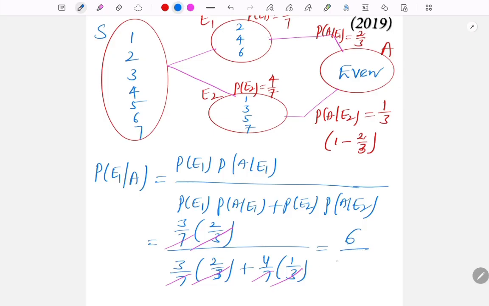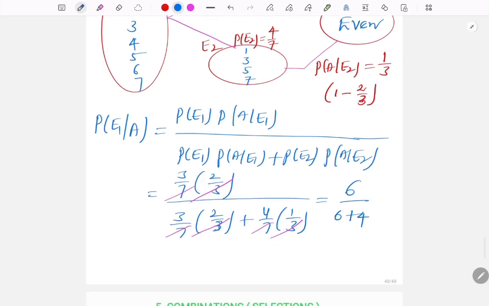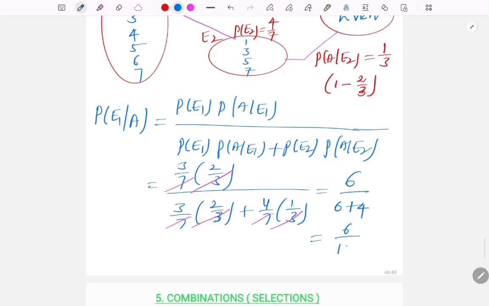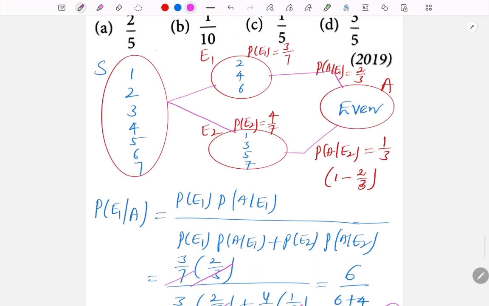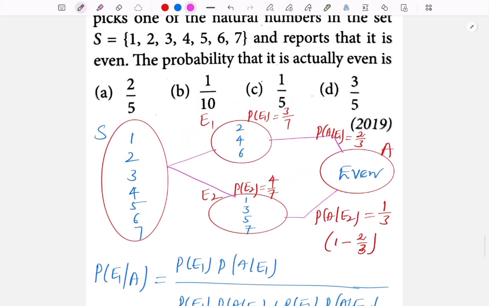6 plus 4 is there. So what is 6 by 6 plus 4? It is nothing but 6 by 10. If you cancel this one, then 2 threes are 6, 2 fives are 10. So my answer here is 3 by 5. What is my answer here? 3 by 5. Now we'll see whether it is there or not. So yes, it is option number 4. Option D is correct.